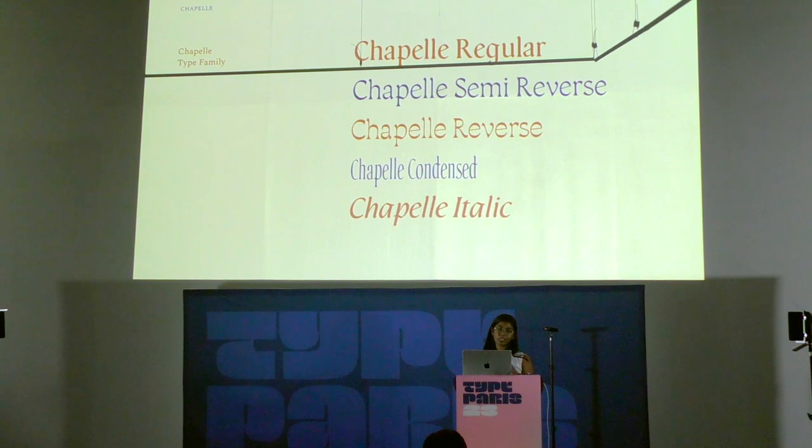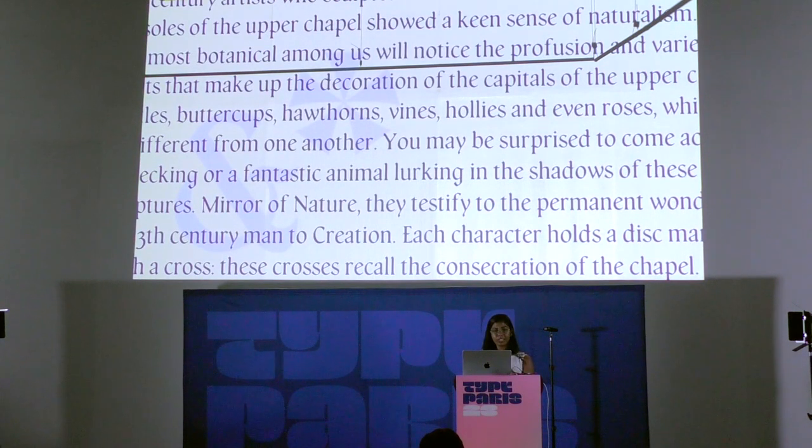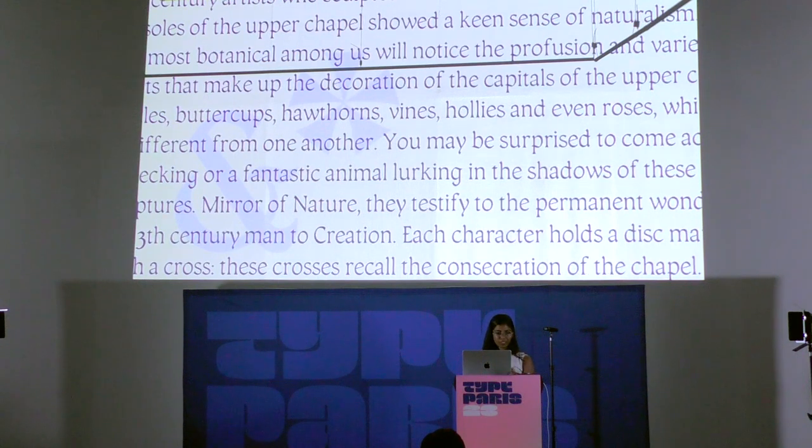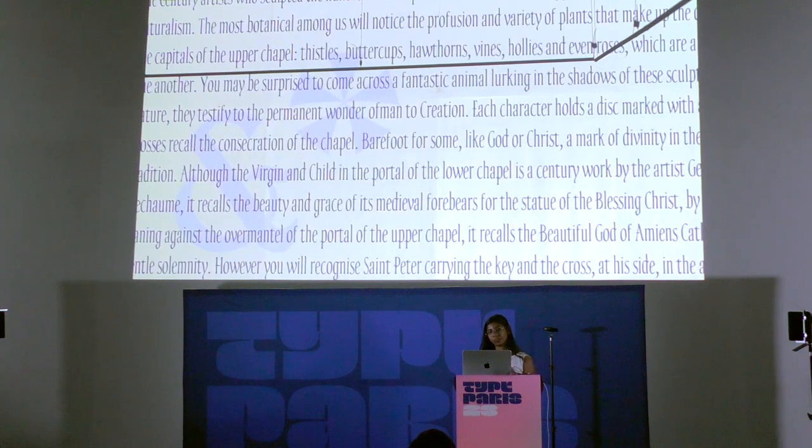As you can see, I interpolated between the regular and the reverse stress, and I got a low contrast, monolinear, semi-reverse style, which can be used for text purposes. Then here is the condensed and an italic that I explored. And here is the whole family. This is the texture for the regular, this one is for semi-reverse, this is for reverse, and here's the texture for the condensed.